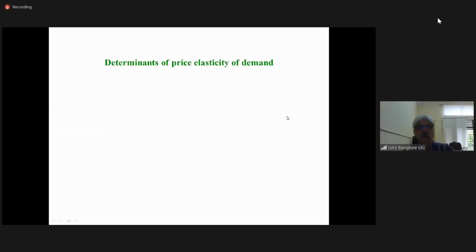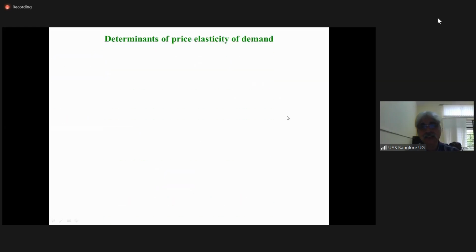Okay, today I'll start with determinants of price elasticity of demand, or the factors which affect the price elasticity of demand. Factors affecting price elasticity of demand. The first one is nature of the commodity. What type of commodity it is?